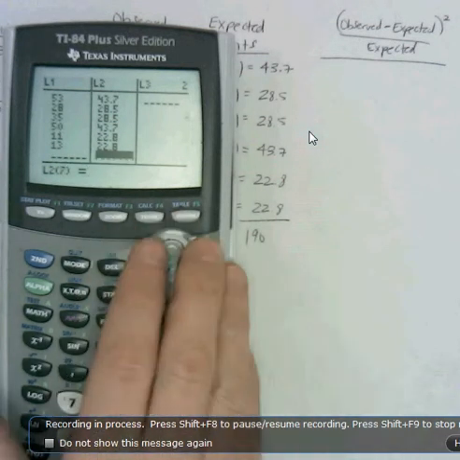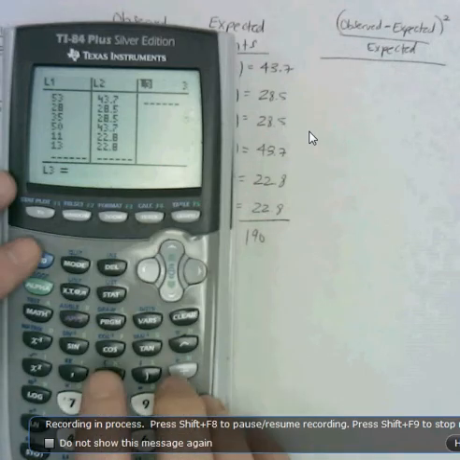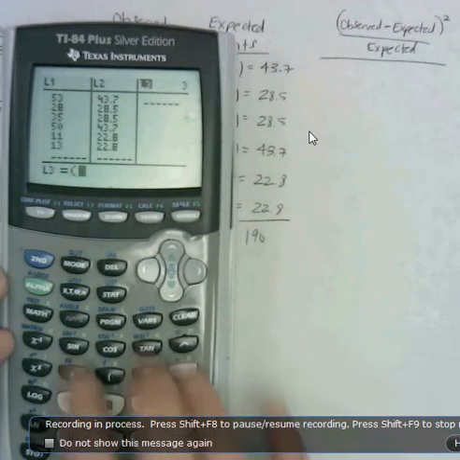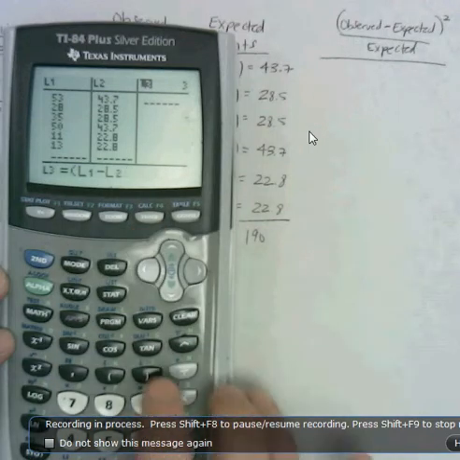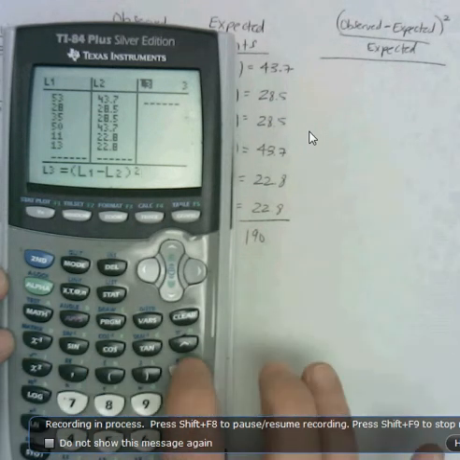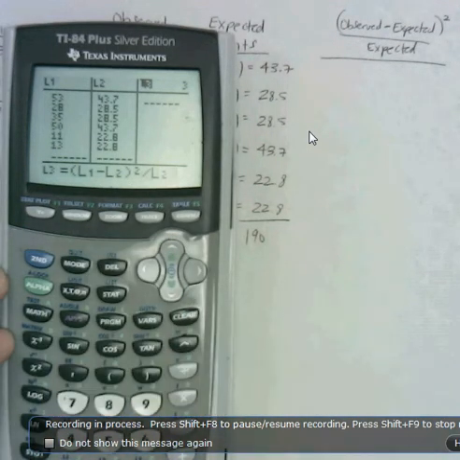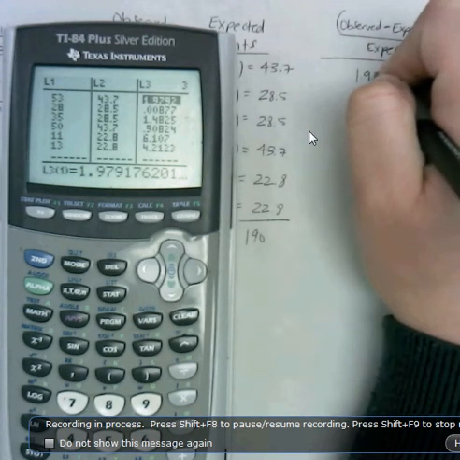Okay, now L3 is going to calculate this new column, observed minus expected, squared, divided by expected. So I'm going to open parenthesis, make sure you are highlighting L3, and we're going to take observed, which is L1, minus expected, L2, close parenthesis, square that, and then divide by the expected, which is L2. Okay, so you should have that on your calculator so you can see that. Press enter, and we're going to copy these into this row right here.